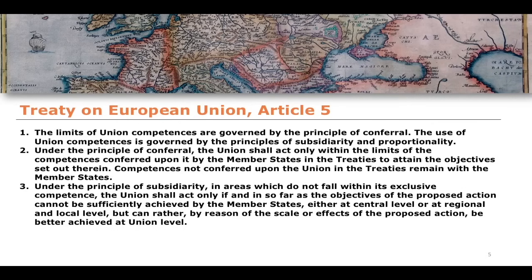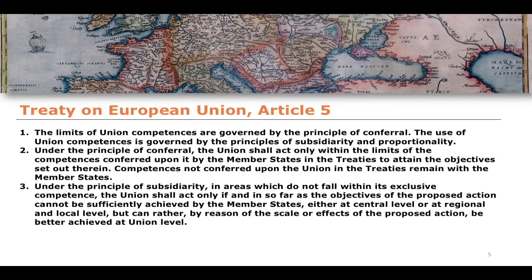Under the principle of subsidiarity, in areas which do not fall within its exclusive competence, the Union shall act only if and insofar as the objectives of the proposed action cannot be sufficiently achieved by the member states, either at the central level or at a regional and local level, but can rather, by reason of the scale and effects of the proposed action, be achieved better at the Union level.